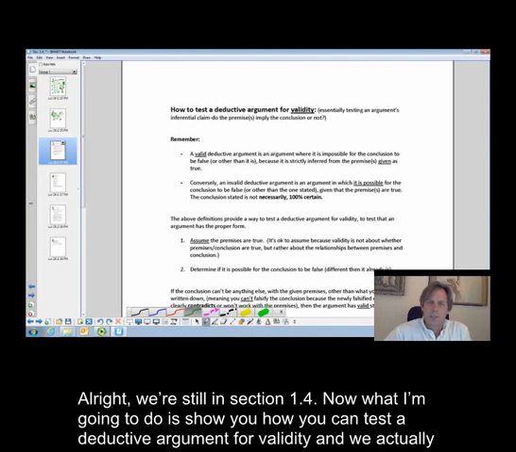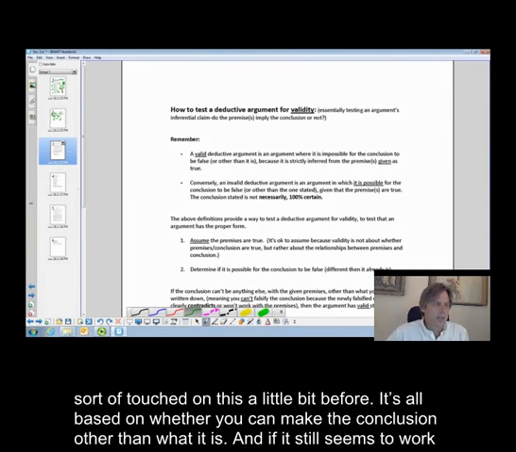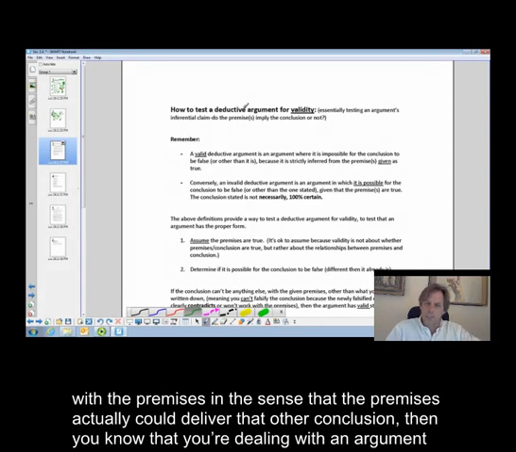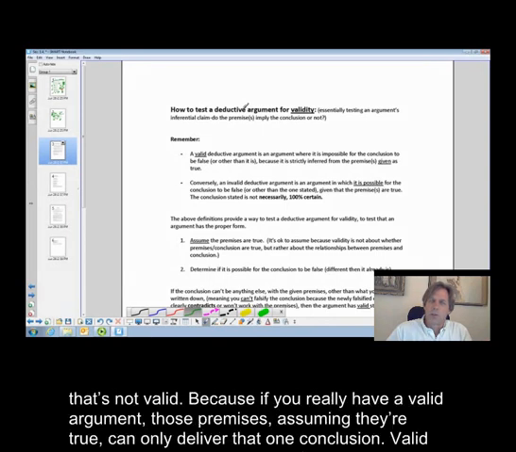All right, we're still in section 1.4. Now what I'm going to do is show you how you can test a deductive argument for validity, and we actually sort of touched on this a little bit before. It's all based on whether you can make the conclusion other than what it is, and if it still seems to work with the premises, in the sense that the premises actually could deliver that other conclusion, then you know that you're dealing with an argument that's not valid.